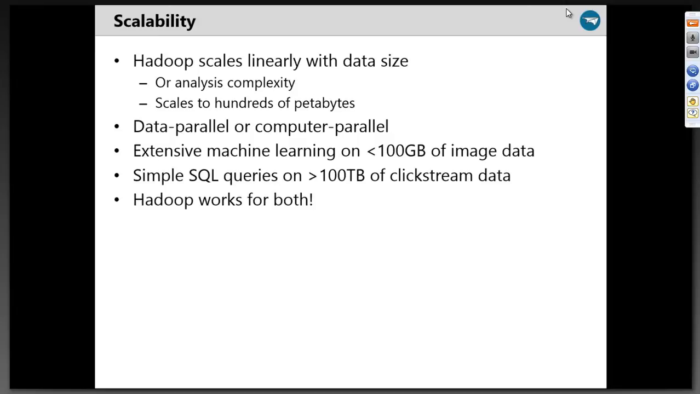And usually we use Hadoop if we're doing machine learning on less than 100 gigs of data, where you would say, 100 gigs, I can put that in SQL Server, but perhaps the computational analysis is too severe for SQL Server. Or if we want to do simple SQL queries, like give me every customer I have in Berlin, but I have 100 terabytes of clickstream data to analyze. So those would be great examples of when to use Hadoop.